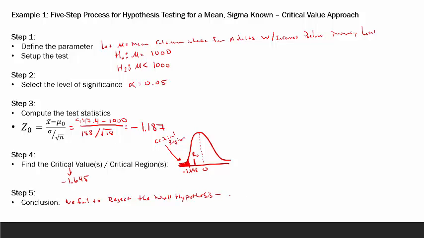And so what's going on here is the evidence does not suggest that the mean is less than 1,000.